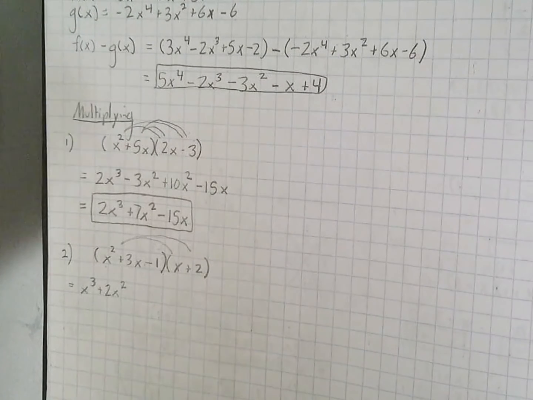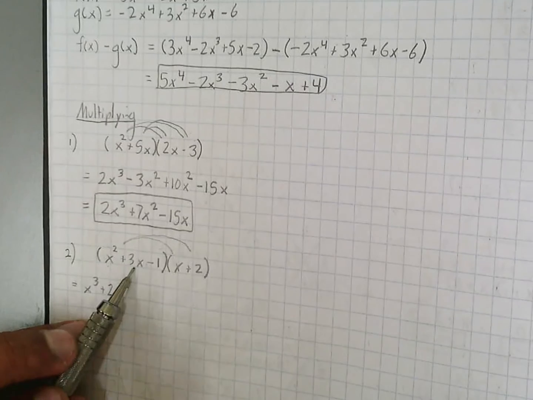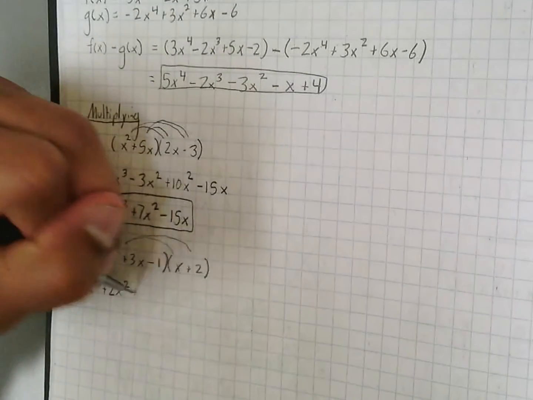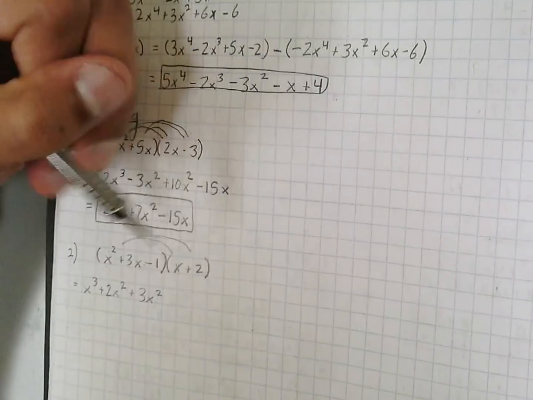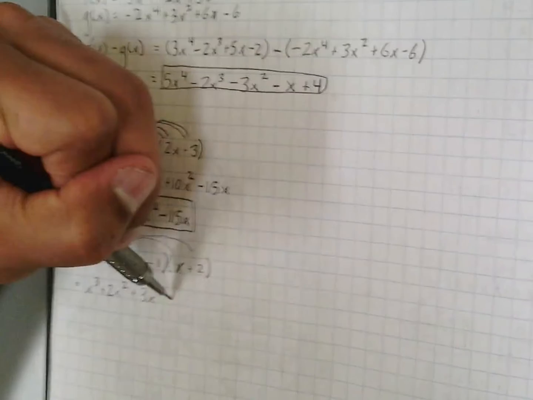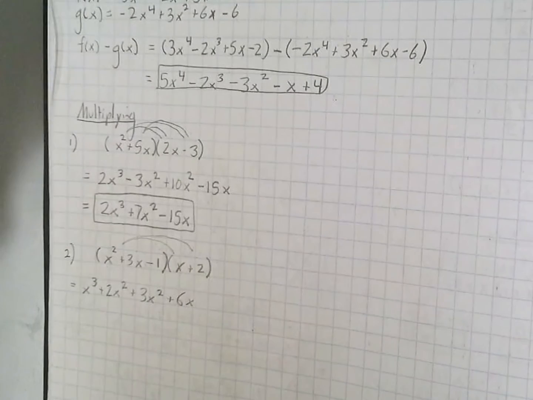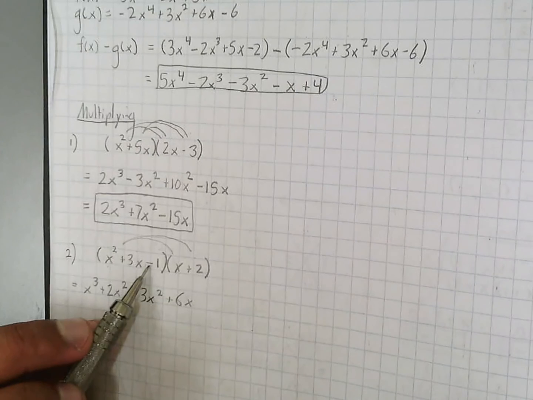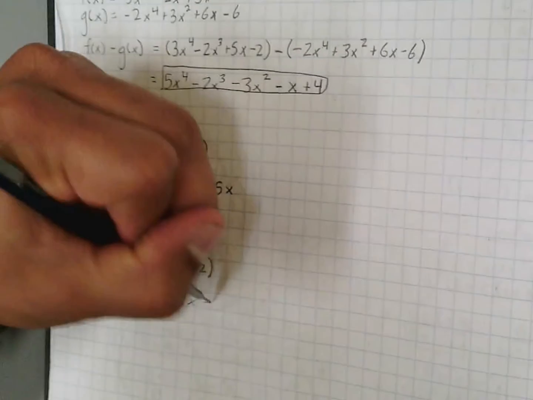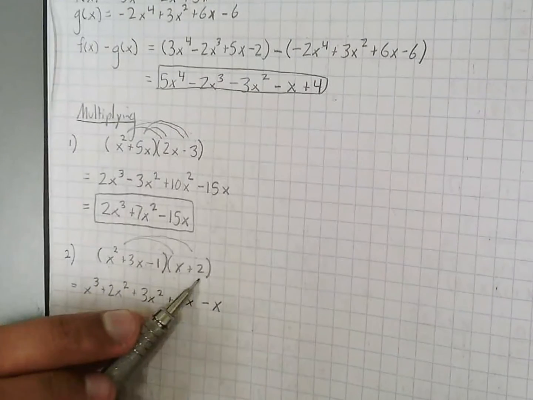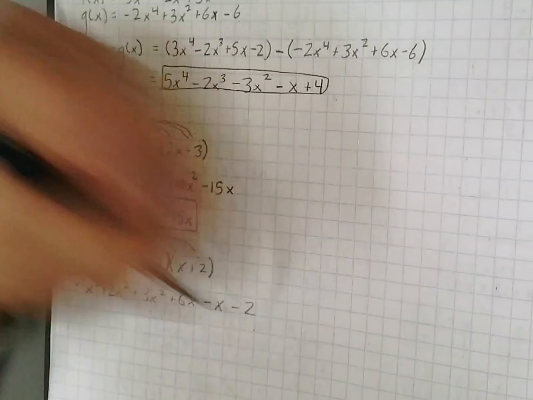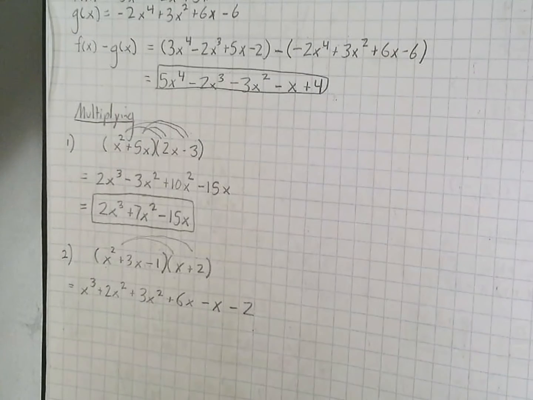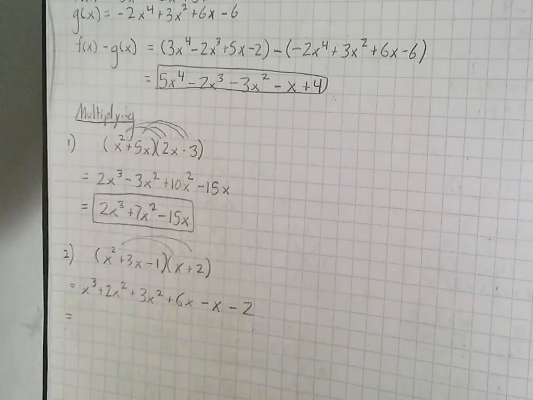Now I'm going to do the same thing with 3x. So I multiply 3x times x is 3x squared, and now 3x times 2 is 6x. Now the last term, negative 1. Negative 1 times x is negative x. Negative 1 times 2, negative 2. There. So I multiplied. Now I just combine like terms.